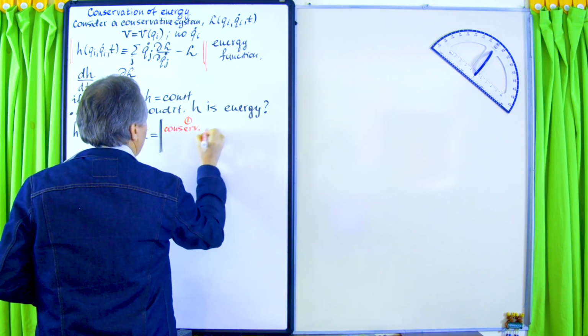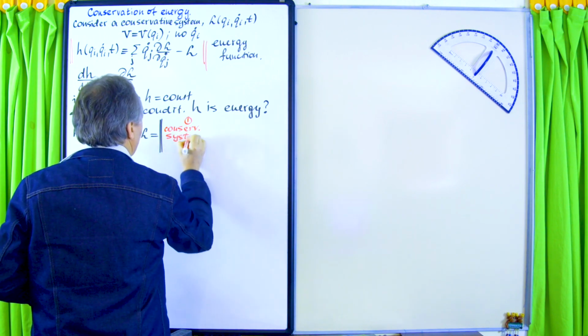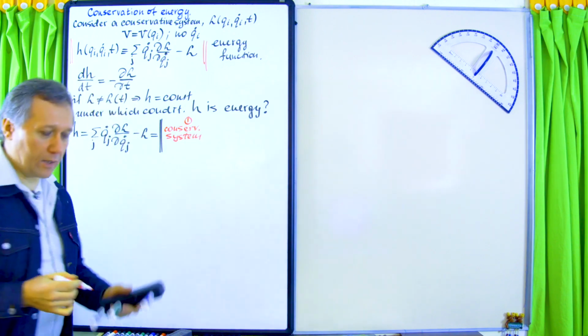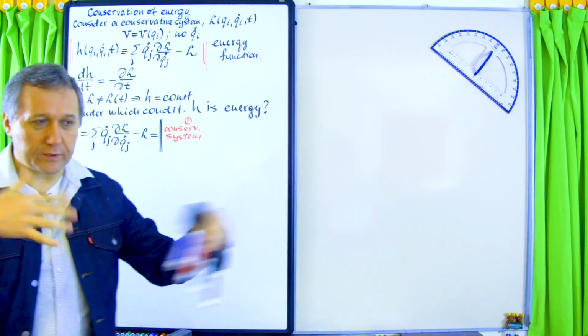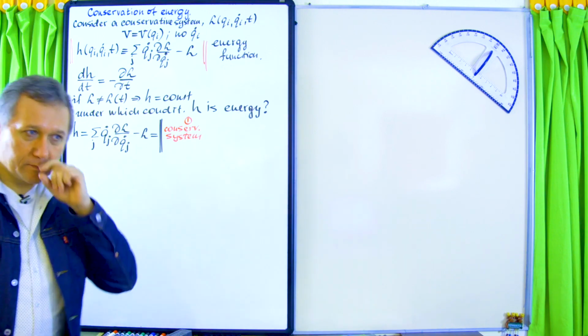Conservative system. Okay, let me write underneath. And on purpose, I used red because at the end, we will have to collect all these conditions which we applied in order to develop the procedure.